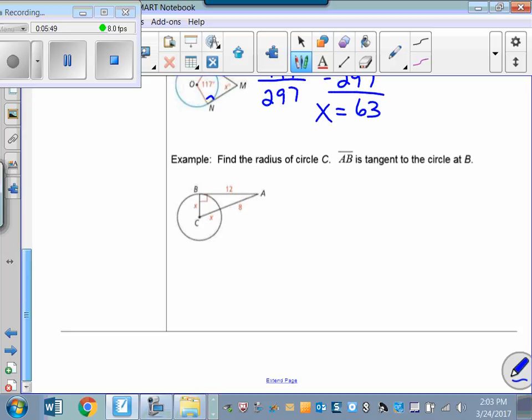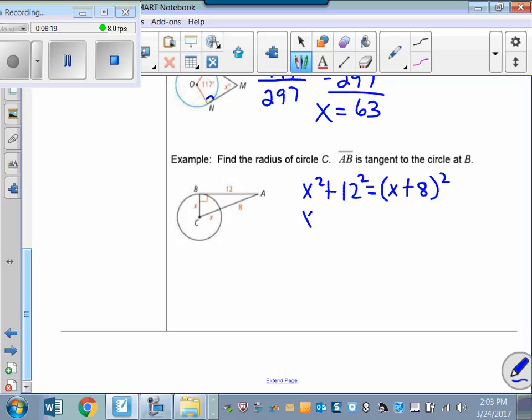Okay. All right, what about this one? Find the radius of circle C. The radius they have labeled x. They're telling me AB is tangent to the circle, and they've already got that angle marked as a right angle. So I just got to use the Pythagorean theorem, right? I have x squared plus 12 squared equals the hypotenuse squared, which is x plus 8 squared.